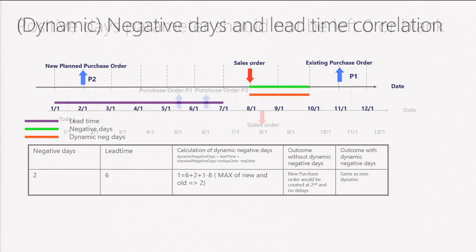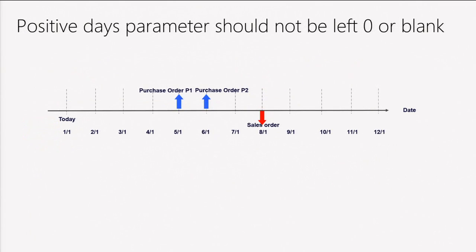So that was about dynamic negative days. Questions are at the end. Dynamic negative days, and the lead time of the item, and why items with the same lead time should be in the same coverage groups.